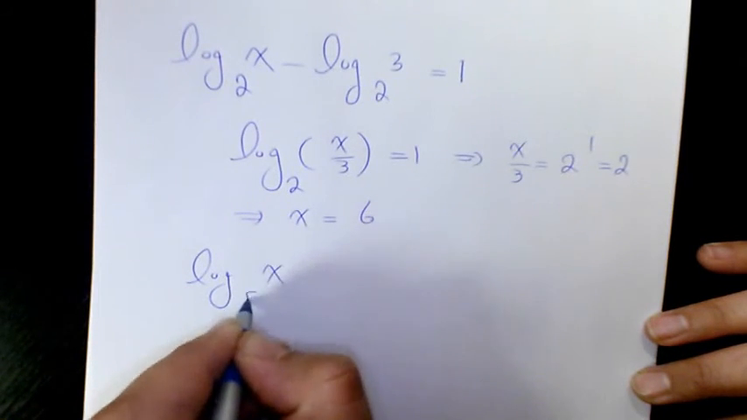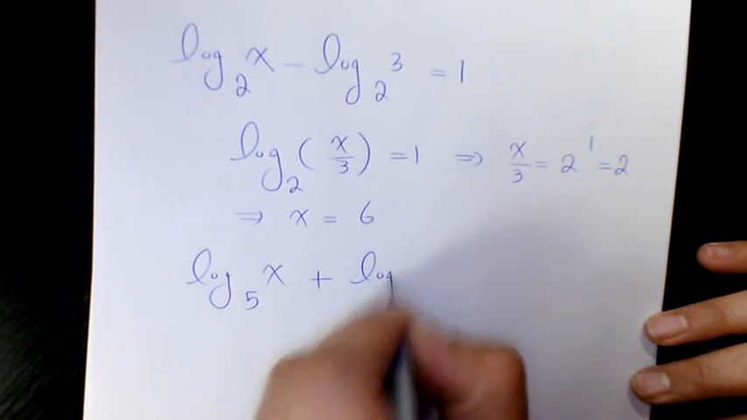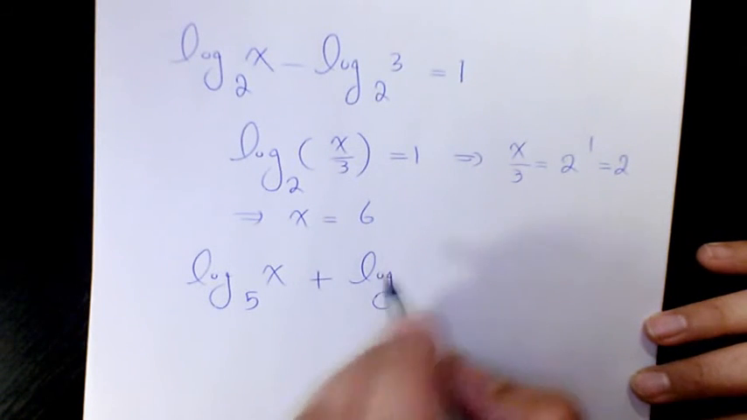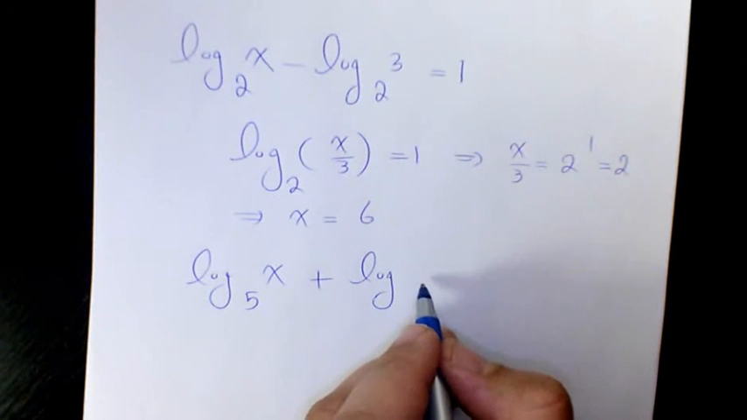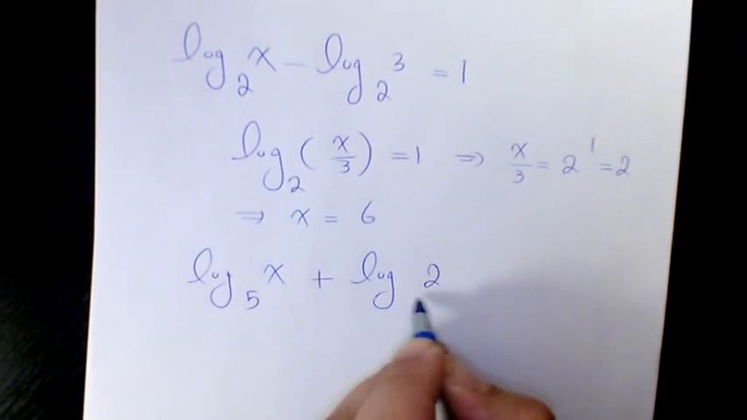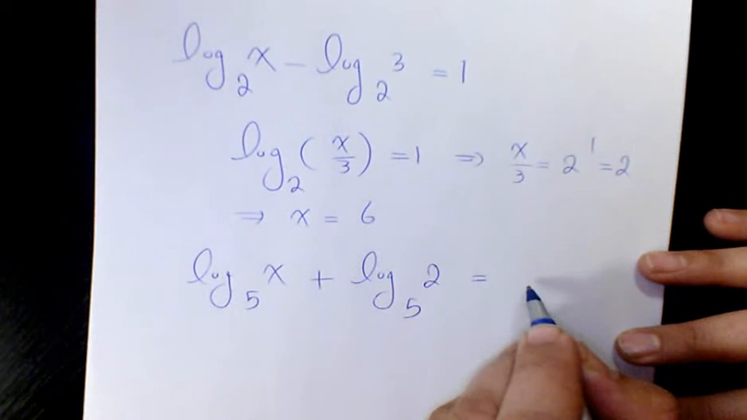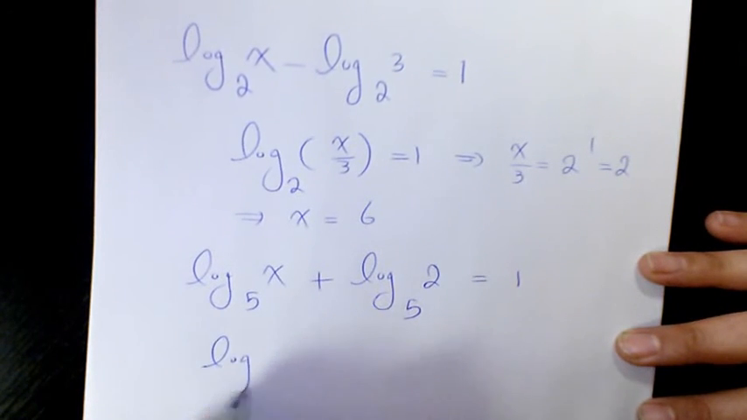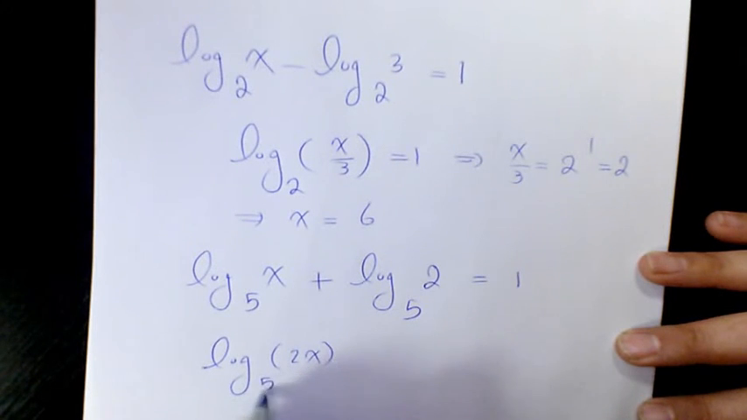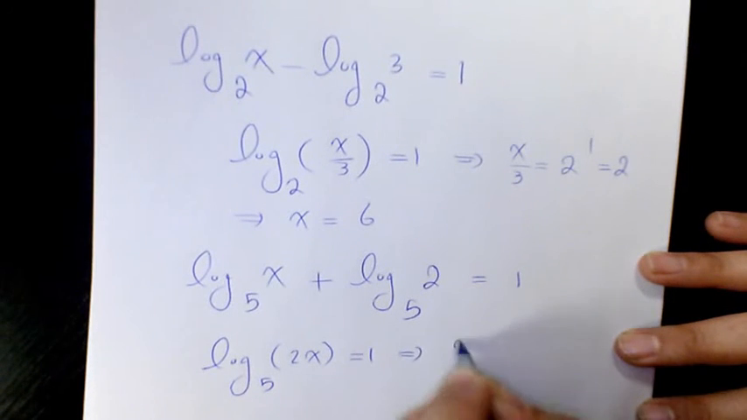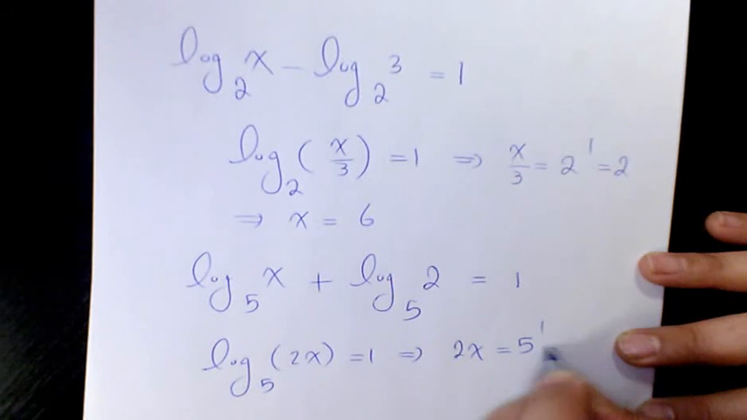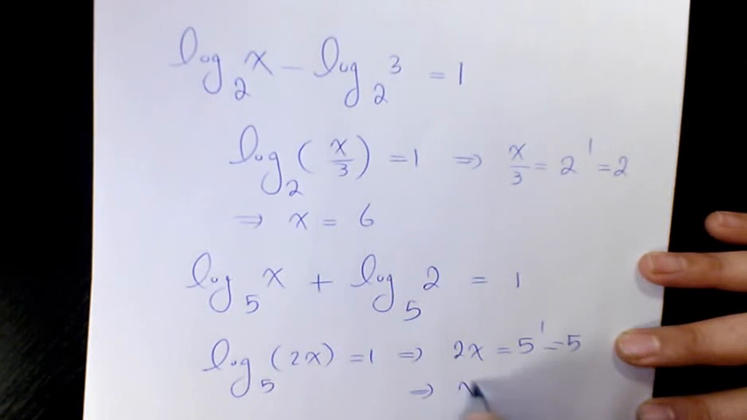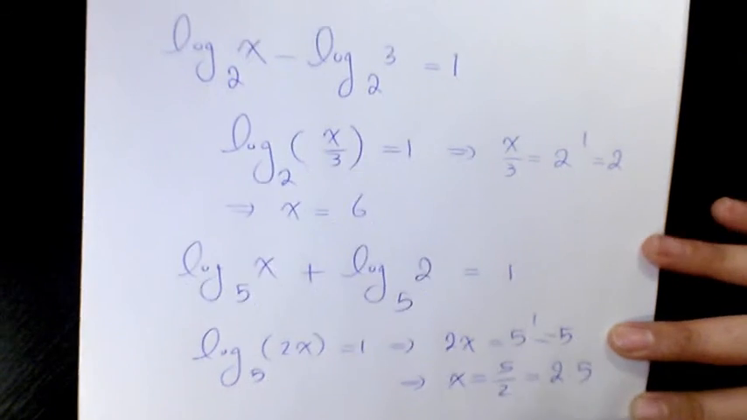Log x base 5 plus log 2 base 5 equals 1. We can say log 2x base 5 equals 1. Therefore, 2x equals 5 to the power 1, which is 5. Therefore, x is 5 over 2, or 2.5.